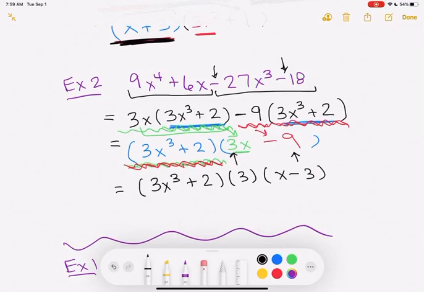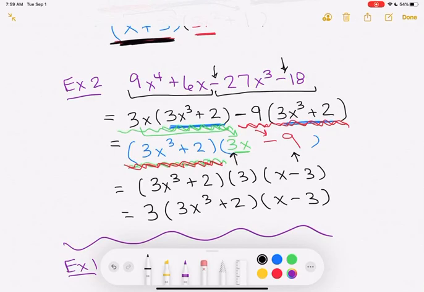That looks kind of messy to me. It looks like a lot of parentheses. So multiplication, you can write it in any order. So just to make it look nice and clean, I'm going to pull this 3 out front and then rewrite 3x cubed plus 2 with the x minus 3. And now it is factored completely.